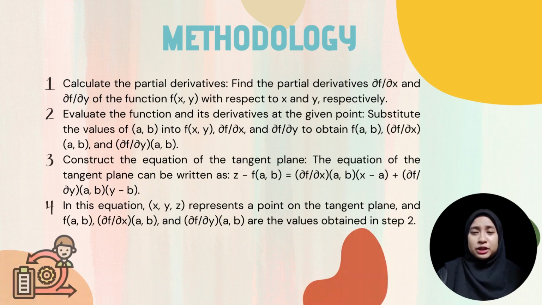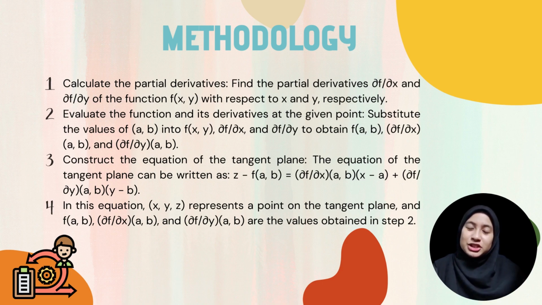Now I explain the tangent plane methodology. Let's consider a function of two variables f(x,y) and a point (a,b) in the domain of the function. The goal is to find the equation of the tangent plane of the surface defined by f(x,y) at the point (a,b). Here are the steps involved. First, calculate the partial derivatives: find df over dx and df over dy of the function f(x,y) with respect to x and y respectively. Then evaluate the function and its derivatives at the given point. Substitute the given values of a and b into f(x,y), df over dx, and df over dy to obtain f(a,b), df over dx at (a,b), and df over dy at (a,b).